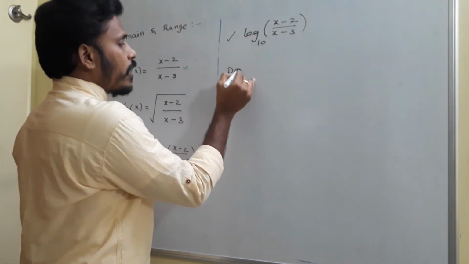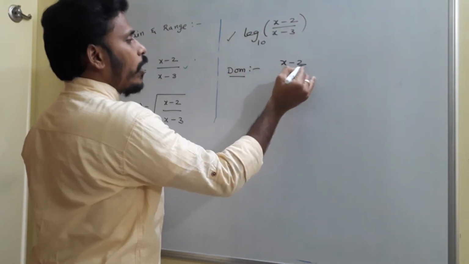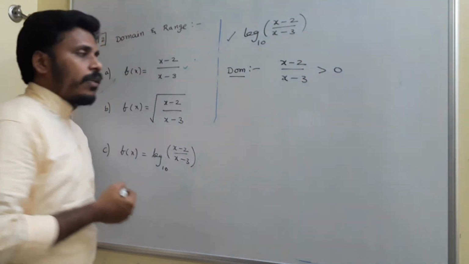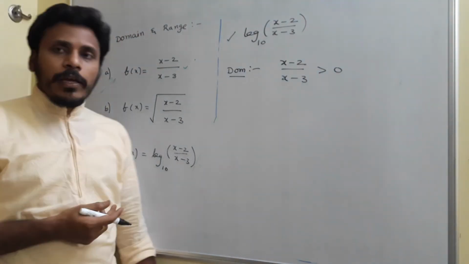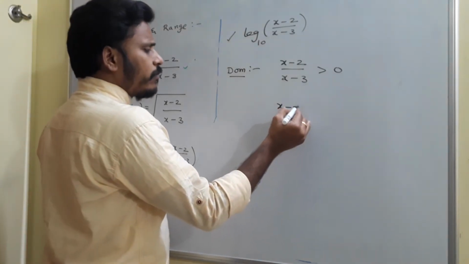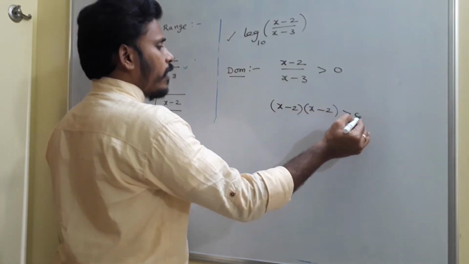So in the same way, for the domain, you need to find the values of x for which x minus 2 by x minus 3 is greater than 0. Here, x minus 2 by x minus 3 greater than 0 means, like in the previous case, x minus 2 into x minus 3 greater than 0.